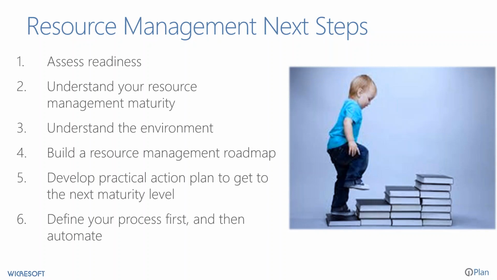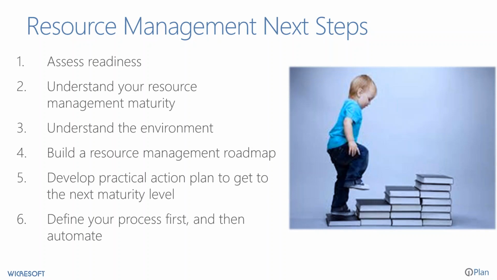And then let's build a resource management roadmap. Let's not try to tackle everything at once. Let's figure out what we can do today and make that an early phase in our crawl stage, but then have a plan for how we're going to incrementally move on into the next stages or levels of maturity till we get to the level that we want to be. And then develop a practical action plan to get to that next maturity level and have some defined steps to make that happen.